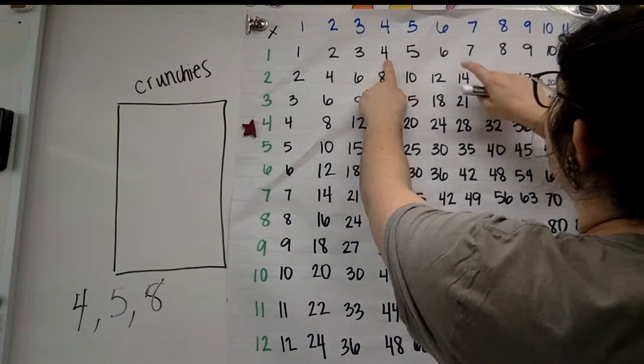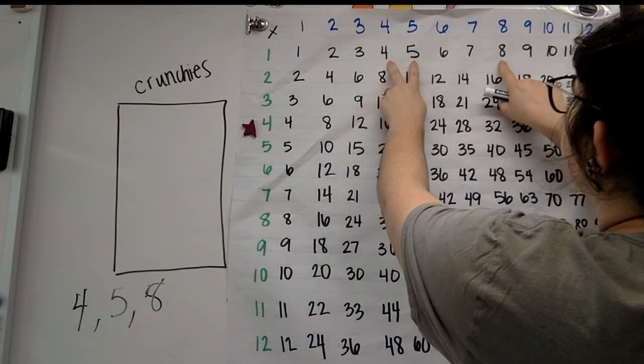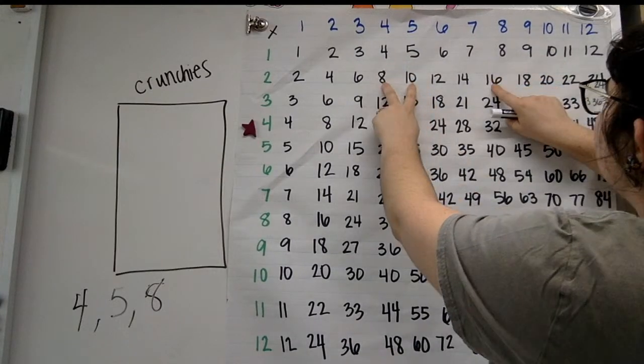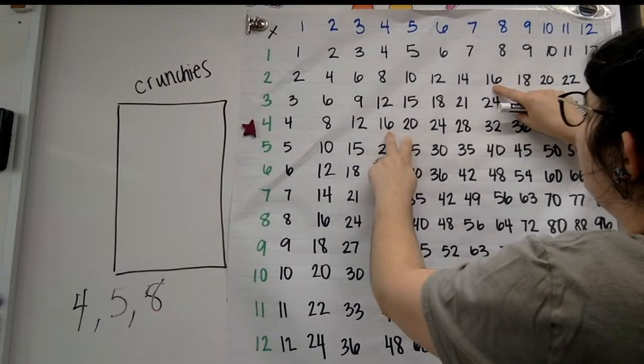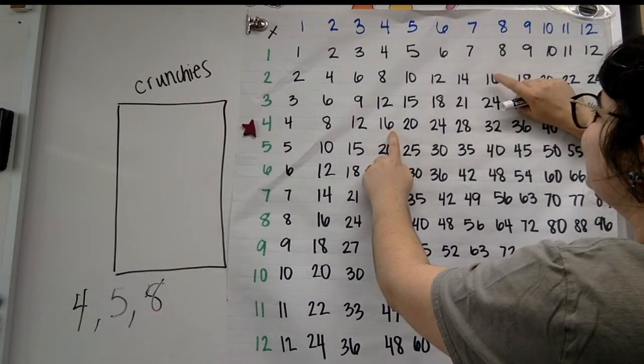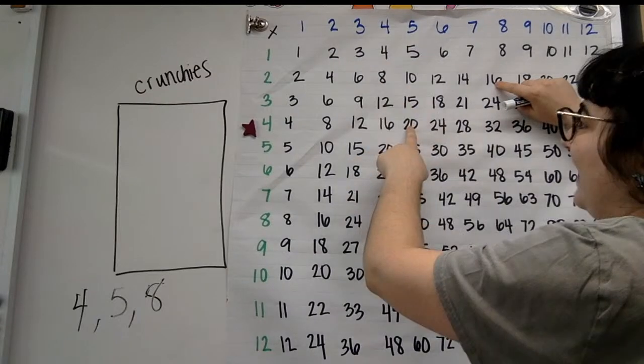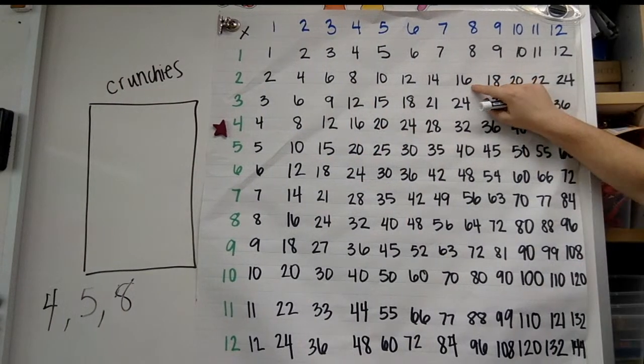We have 4, 8, and 5. So those numbers are not in common. Let's keep it moving. These numbers are not in common. Ooh, I see a 16 and a 16. That's pretty cool, but does 5 have 16 in common? Nope. So 16 is out of it.